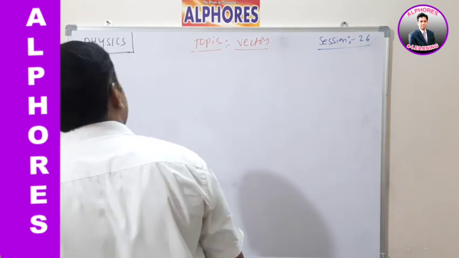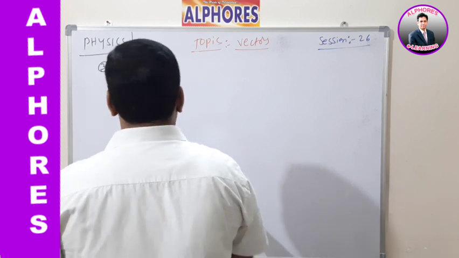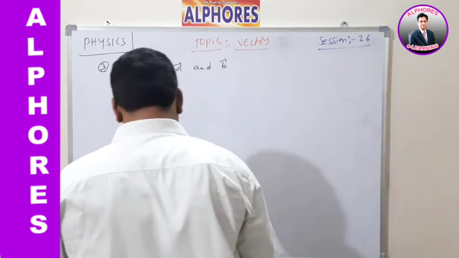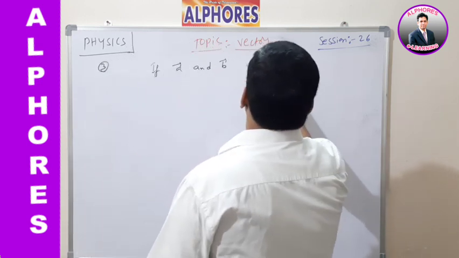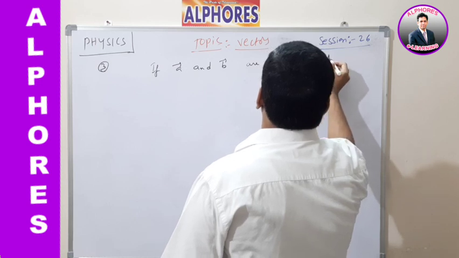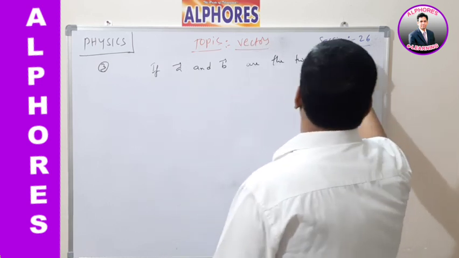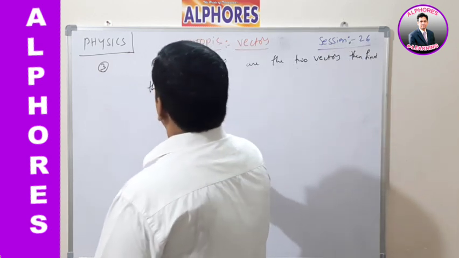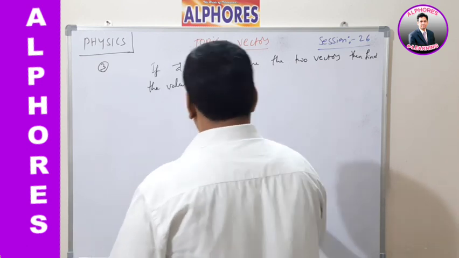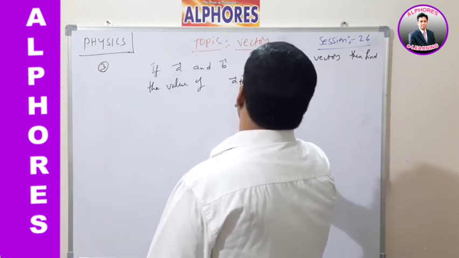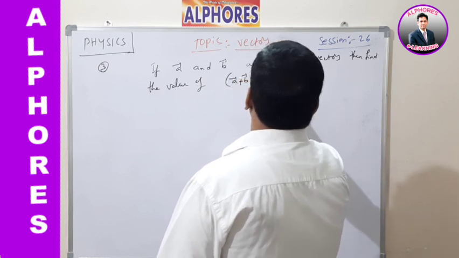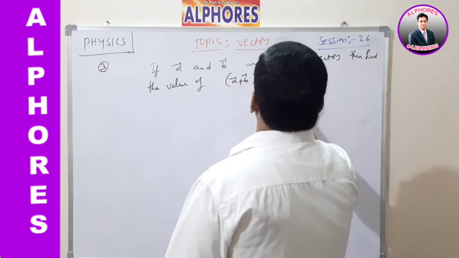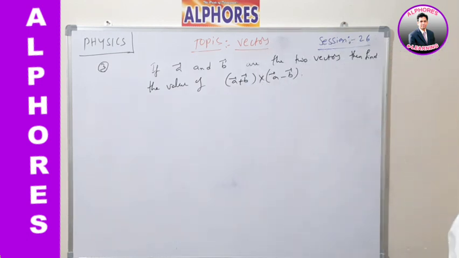Problem number 3. Let us say a bar and b bar are two vectors. Then find the value of (a bar plus b bar) cross (a bar minus b bar). Okay, this is the question.